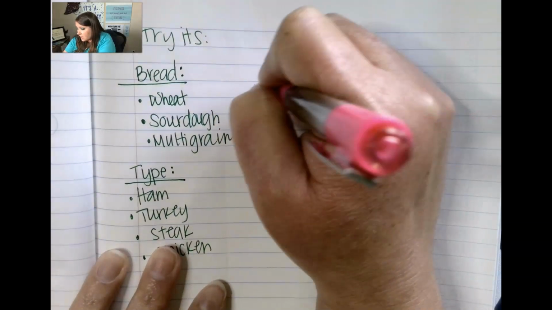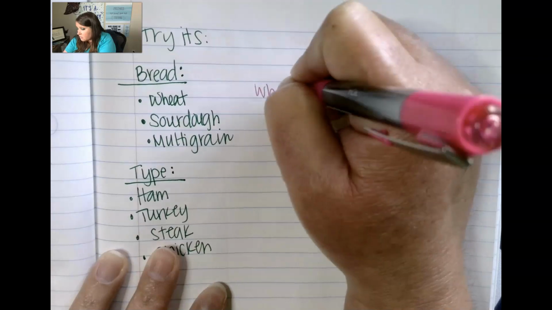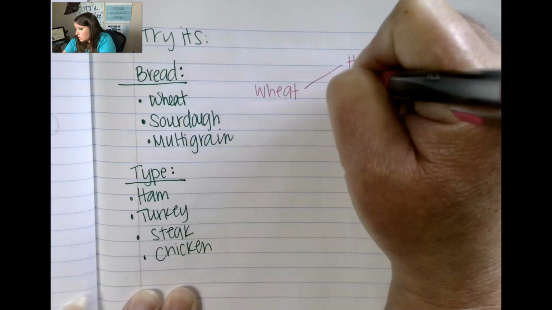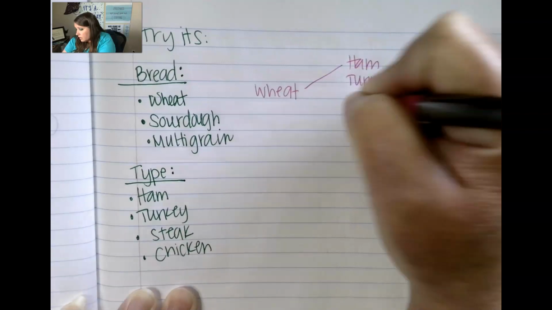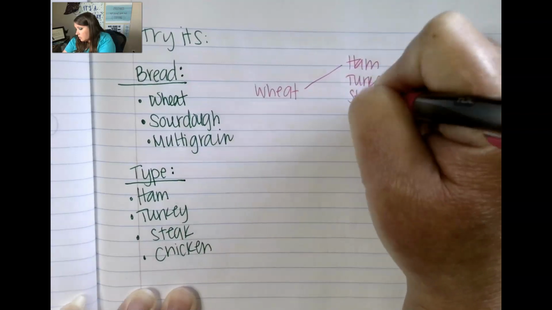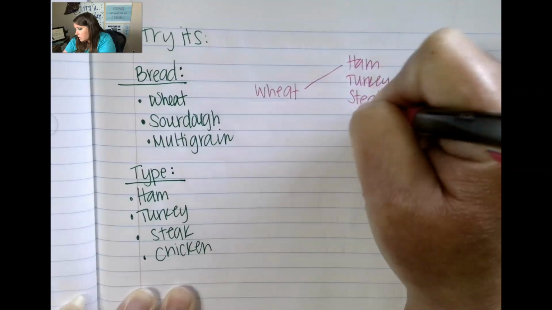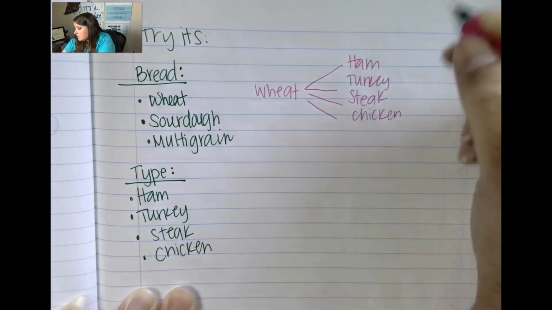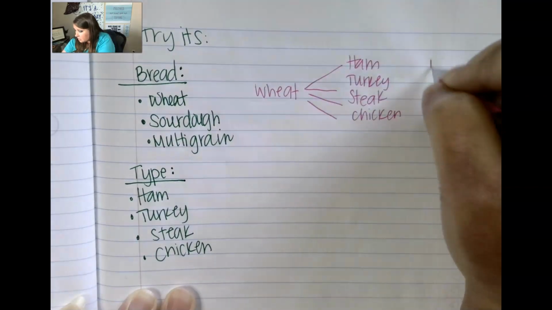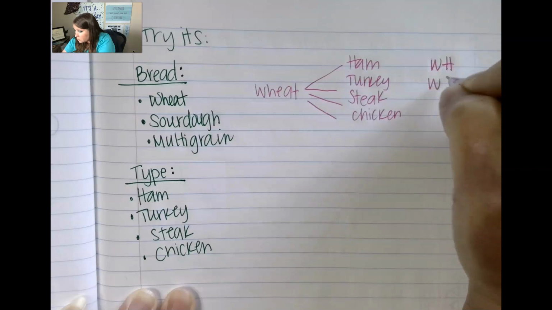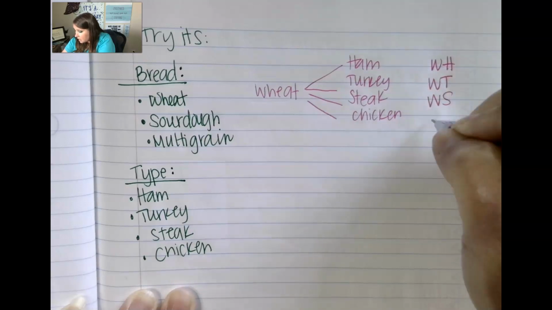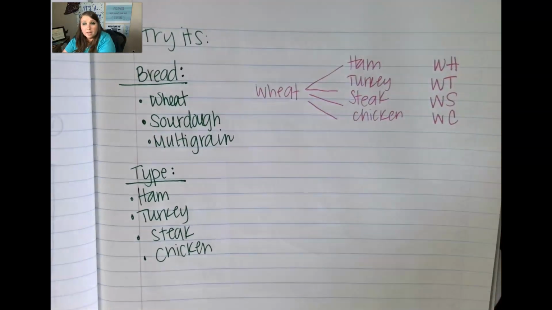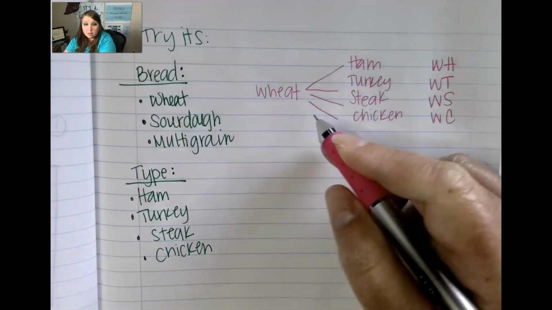So we can have wheat. And on our wheat sandwich, we're going to have ham, turkey, steak, and chicken. And so this gives us wheat ham, wheat turkey, wheat steak, and wheat chicken. So there's 4 total when it happens to be a wheat bread.